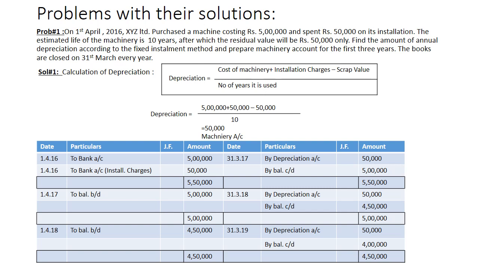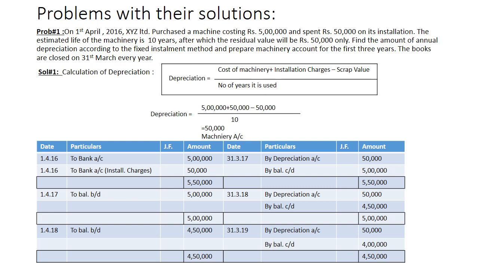On the debit side there will be date, particulars, journal folio and amount, and on the credit side again date, particulars, journal folio and amount. First, the machine was purchased. Therefore, machinery account debit to bank account on 1/4/16. The amount will be 5 lakh. Again, the installation charge, that is machinery account debit to bank account, will be 50,000.